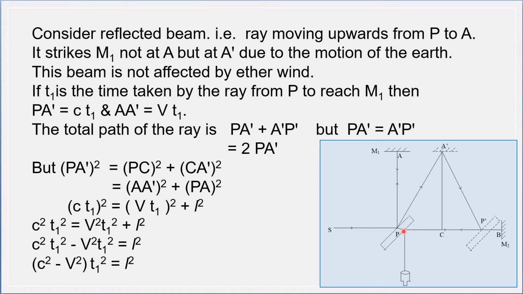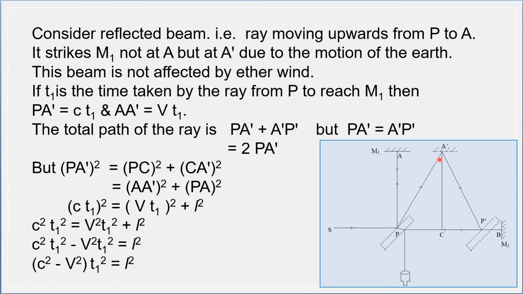So what happens is the light coming from here will not strike at the point A. Since the apparatus is moving, this light will be incident on the mirror M1 at the point A dash and not at A.